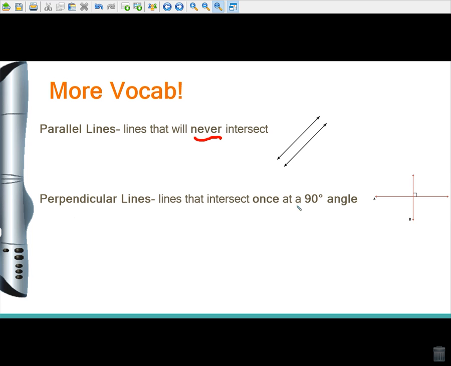However, perpendicular lines intersect one time, and they intersect at a 90-degree angle. So I don't know if you guys know yet what this box means, but that box right there tells us that this is a 90-degree angle, okay? Anytime you see two lines come together that create a 90-degree angle, those are what we call perpendicular, okay? Moving on.